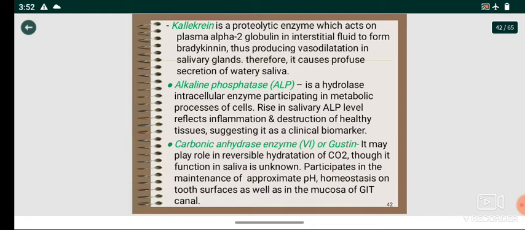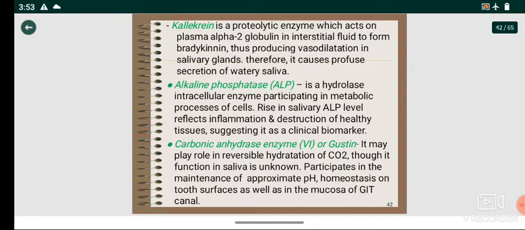So when bradykinin is formed by the action of kallikrein, this bradykinin dilates the blood vessels which supply the salivary glands, and when the blood vessels supplying the salivary glands dilate, salivary secretion increases. So basically kallikrein increases the salivary secretion.